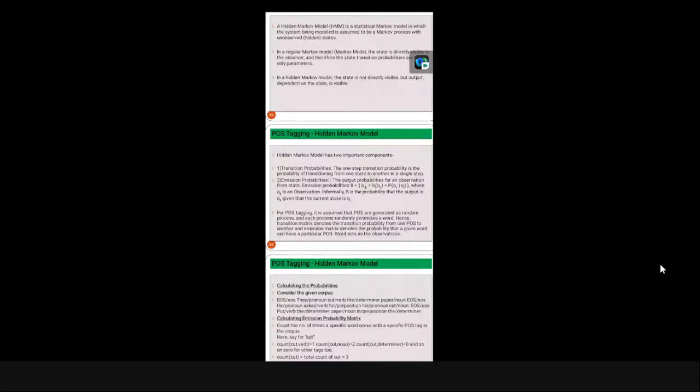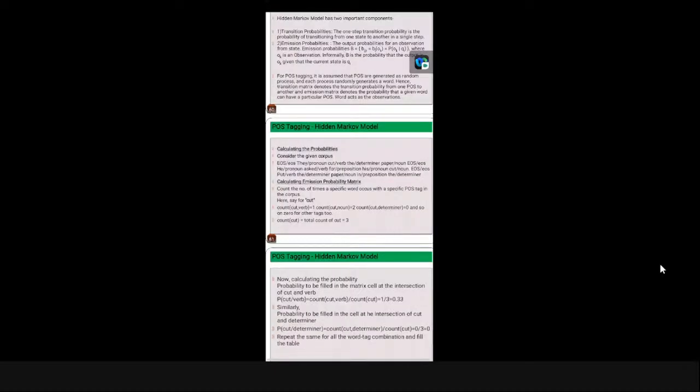What is the emission probability? It is the output probability of an observation from that particular state where you are holding on. And that is calculated via this process. I'll be showing you the process as fast as possible. Let us say we have an example out here. How do we calculate this hidden Markov model's emission as well as transition probabilities?